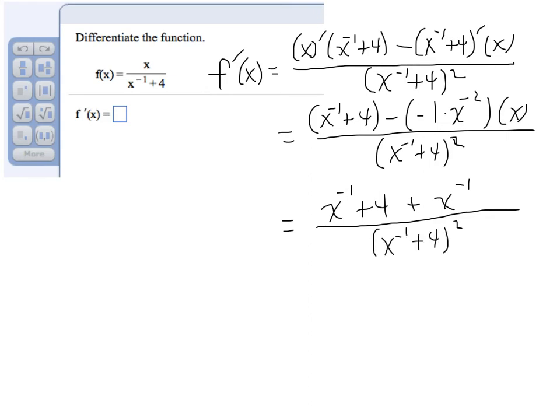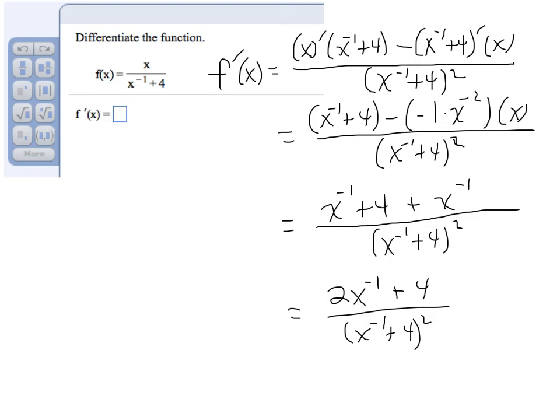And so you can see that the one thing that does happen here is that we end up with two of the same terms, and so that does allow us to do some very minimal algebra. I can combine those two terms and get 2x to the minus 1 plus 4 over x to the minus 1 plus 4 squared.